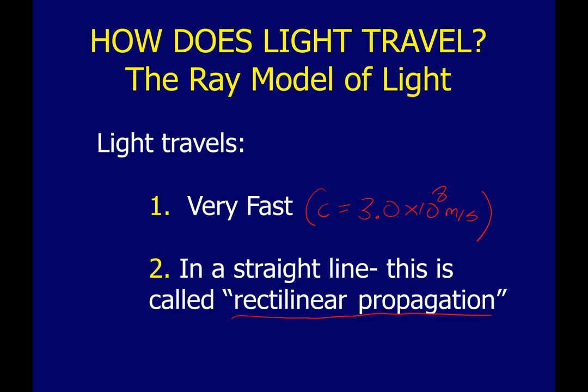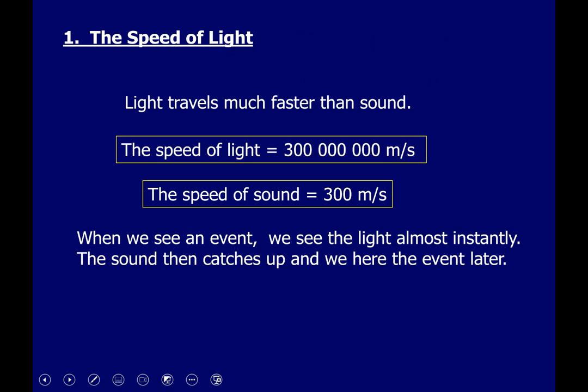Now, there are some special cases in the universe where it does not travel in straight lines, like near a supermassive star or a black hole. But for all intents and purposes on Earth, where we're going to be studying light, it travels in a straight line.